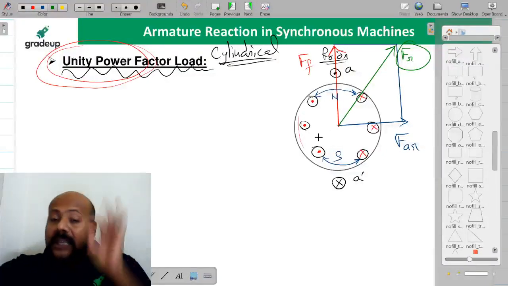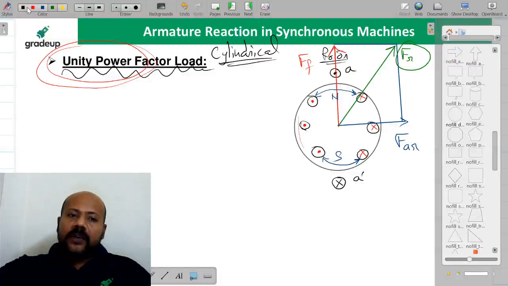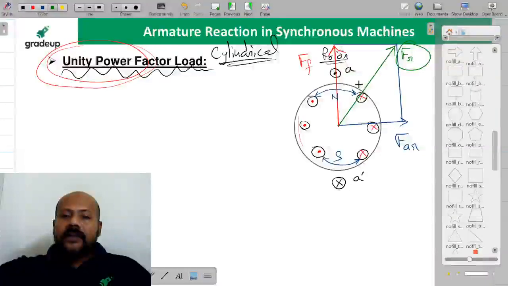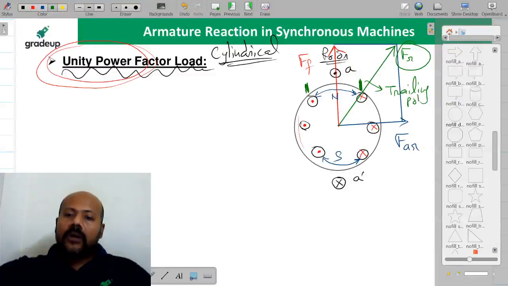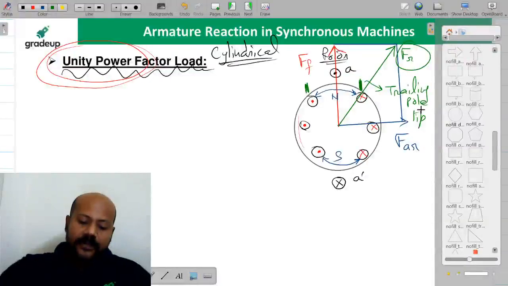Now see this pole, you please focus here, all of you listen to me very properly. This is going to be very, very important. This part of this north pole we are saying as the trailing pole tip. Yes or no?